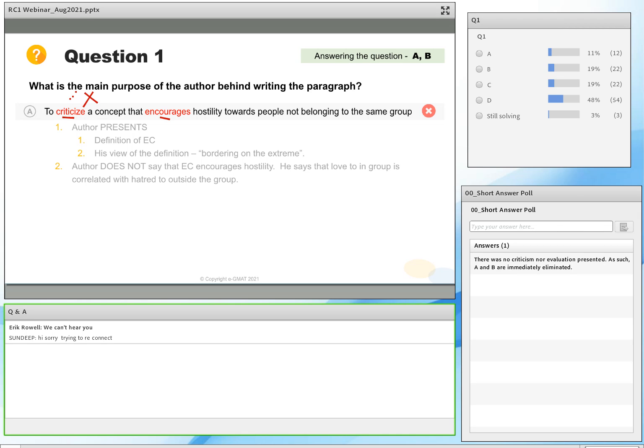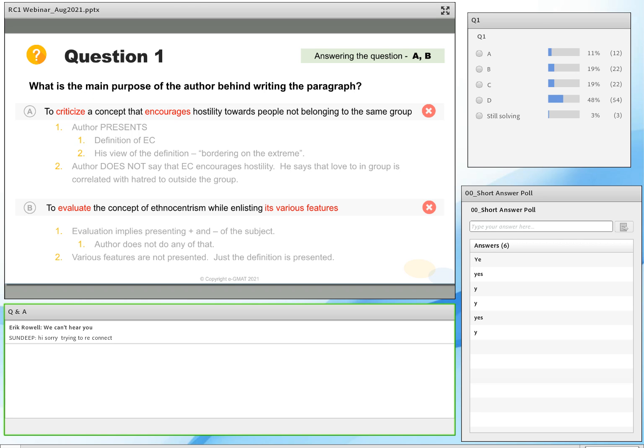No, all we know is, as per this one definition, positive feeling towards in-group is correlated with negative feeling towards out-group. We don't know if EC is encouraging some negative feeling. We don't know that. That's not given. So is it clear? 11% of the students chose option A. Is it clear why option A is not the right answer? Two reasons why. Both criticize and encourages, both are incorrect. Perfect. I like to see those yeses.